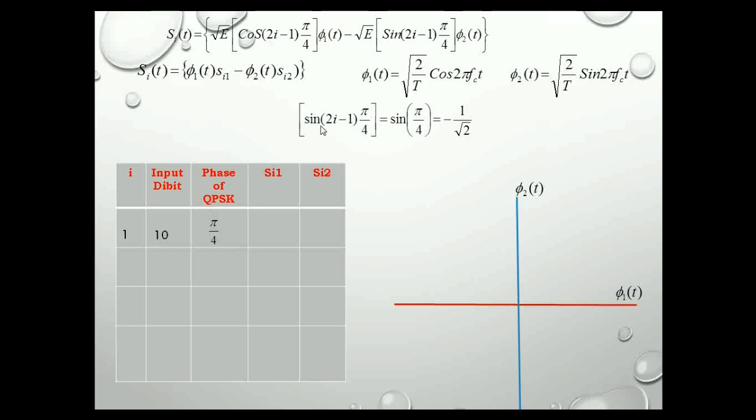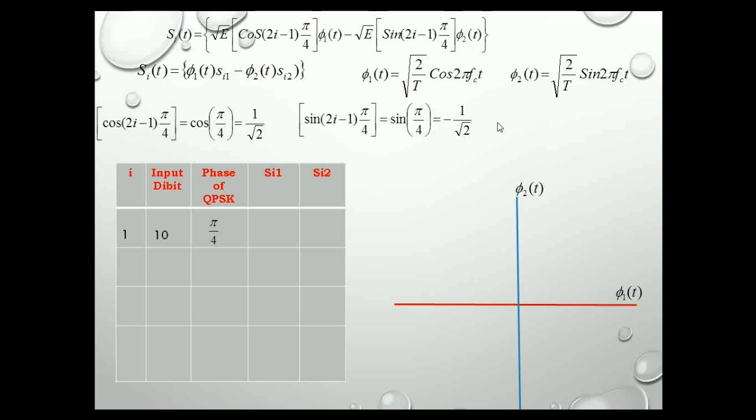So now sin((2i minus 1) pi by 4) will be equal to sin pi by 4 for i equal to 1, and that in turn will be equal to 1 divided by square root of 2. Similarly, cos((2i minus 1) pi by 4) will be equal to cos pi by 4 for i equal to 1, and that in turn will be 1 divided by square root of 2.